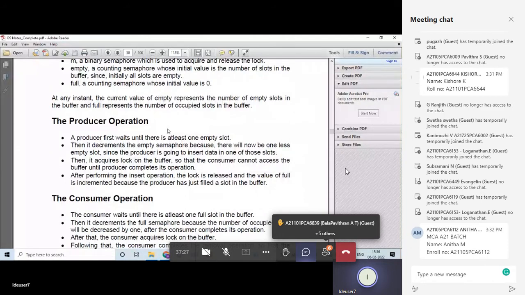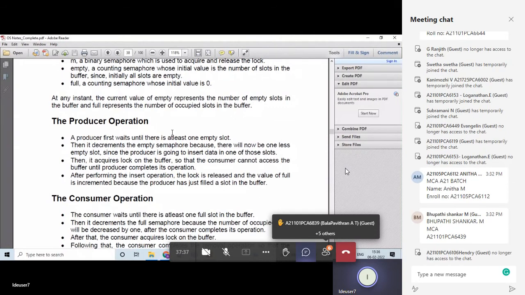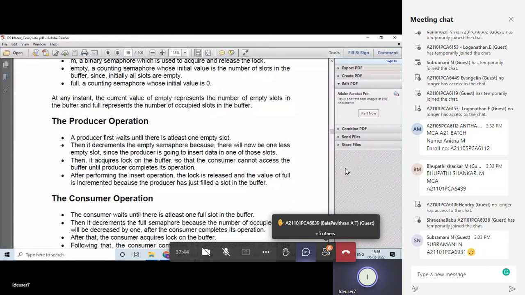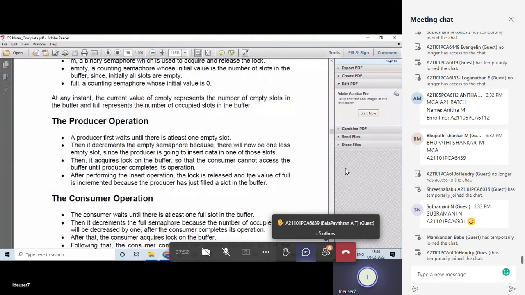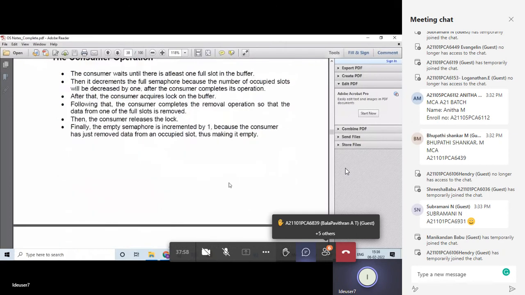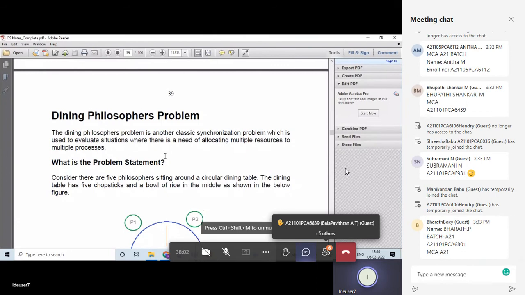Then the producer operation. Whenever a producer comes, at first it looks for an empty slot, and then the empty slot is decremented by 1, and the producer acquires the lock on the buffer. After performing the insert operation, the lock is released and the value of full is incremented by 1. And the consumer operation is the reverse of this. Okay, so this is the first classical problem.